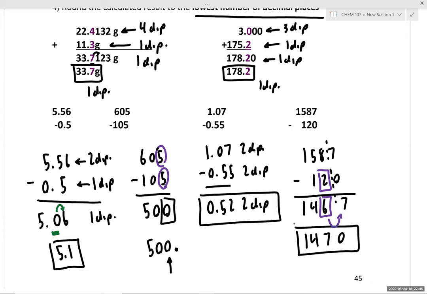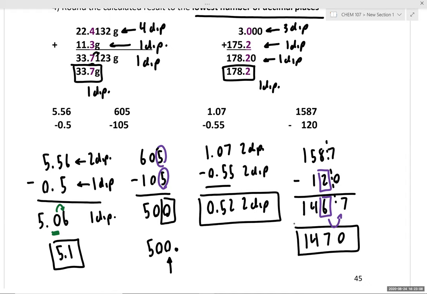Professor, for the second to last example, the 1.07 minus 0.55, you mentioned that it's okay to lose a... It's okay for you to lose significant figures. When adding and subtracting, we only care about decimal places. Got it. Okay, thank you.